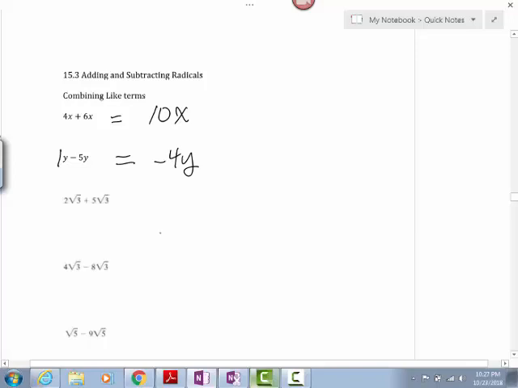Okay? We're going to do the same thing with these problems here. These are like radicals because they both have the square root of 3. All I'm really doing now is adding the numbers that I have in front. 2 plus 5, 7. 7 what? 7 square roots of 3. Okay? Let's do the same thing for the next one. 4 square root of 3 minus 8 square root of 3. Well, 4 minus 8, negative 4 square root of 3.